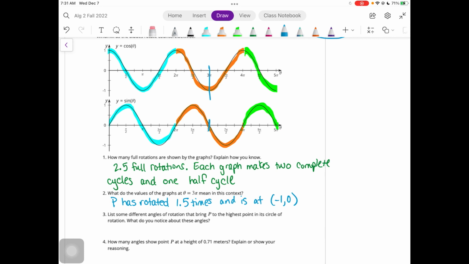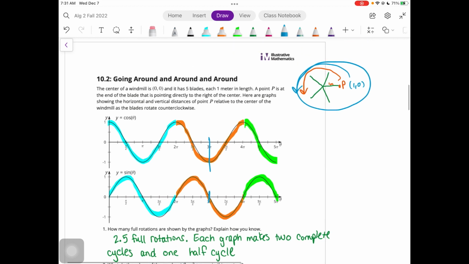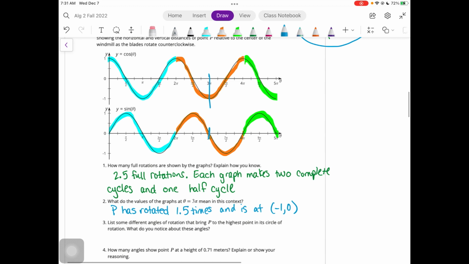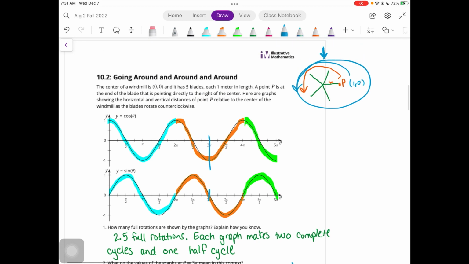List some different angles of rotation that bring P to the highest point in its circle of rotation. So thinking about the highest point, the highest point would be up here in the rotation, and so that would be at pi over 2, right? Because that's at the top of the graph. And then if it were to come back around, I'm going to get rid of some of these drawings. All right, so pi over 2 is the height, right?